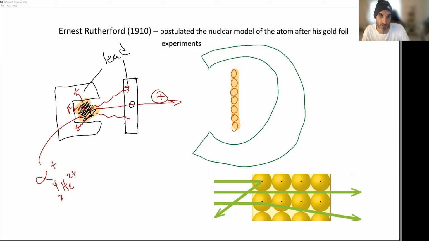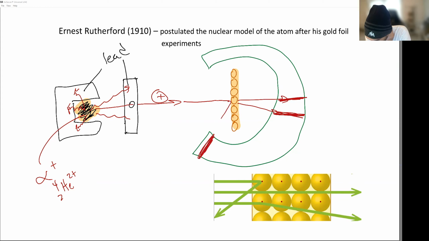Again, the plum pudding model saying that most of that space is just kind of positively charged. Okay, so either they get annihilated or they just go right through. What the actual results that he saw, well, actually most of them did end up going through, but he did see some that were deflected at decent angles, and he actually saw some others that were deflected completely and hit in front of the gold foil.